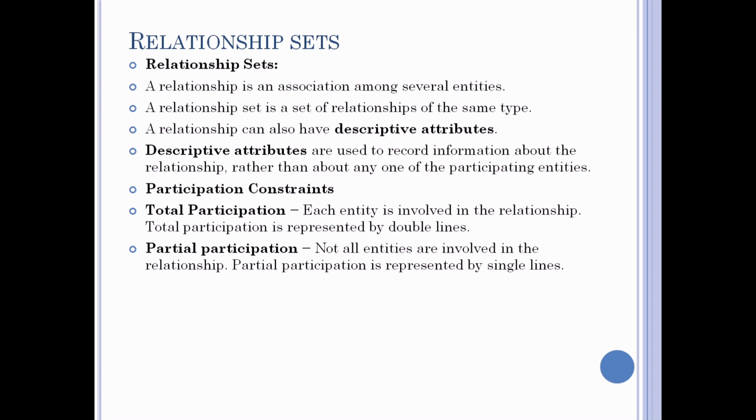Next we have to see what relationship sets are. A relationship is an association among several entities. That means we have to maintain some association between different kinds of entities, whether two entities, three entities or four entities, as you wish. Based on the entity set, we maintain different kinds of association. A relationship set is a set of relationships of the same type.